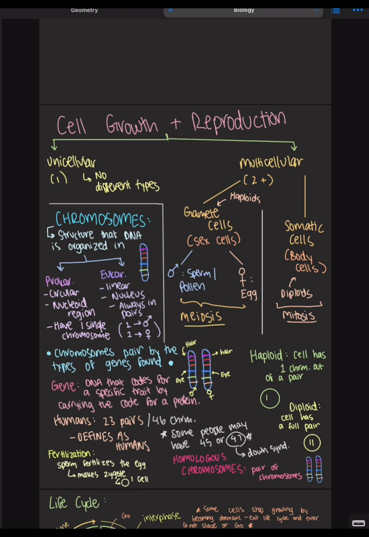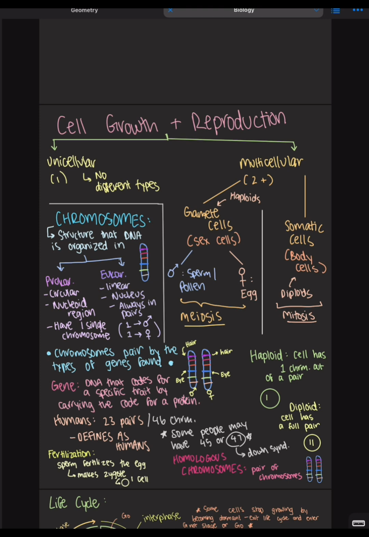How do chromosomes pair? Well, they pair by the types of genes found. What is a gene? A gene is DNA that codes for a specific trait by carrying the code for a protein. For example, we have one chromosome from a male and one chromosome from a female. The way these are going to pair up is because this gene codes for hair, and it's going to pair up with the other gene that also codes for hair. And this gene that codes for the eye color is also going to pair up with the gene that codes for the other eye color.